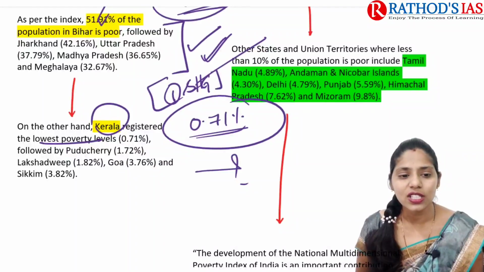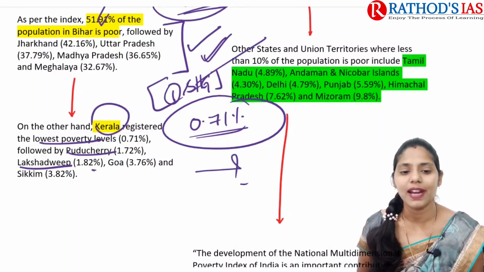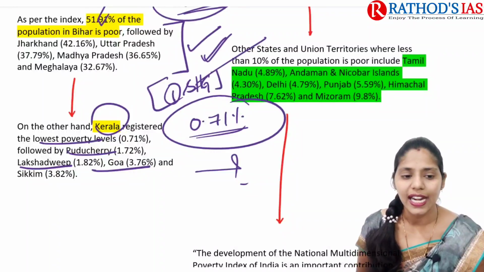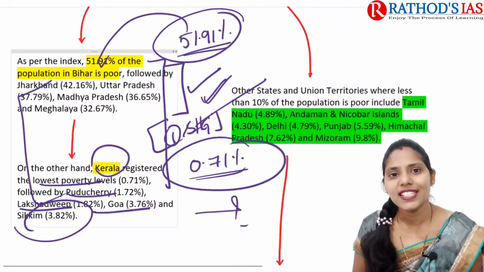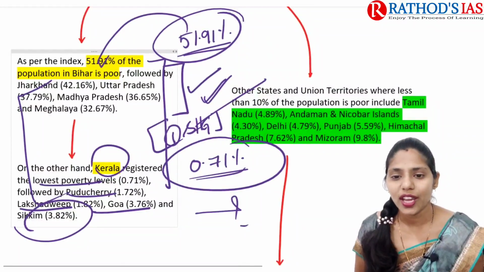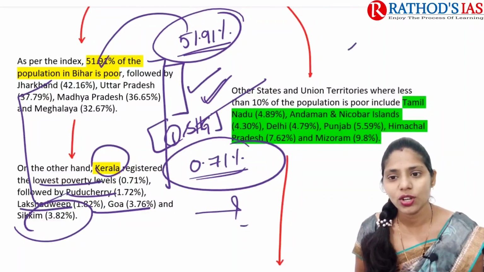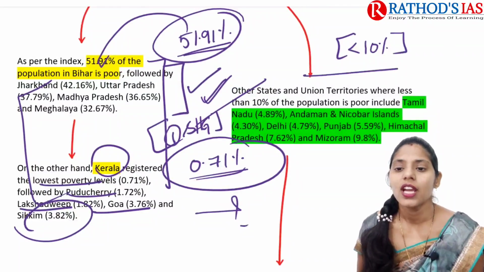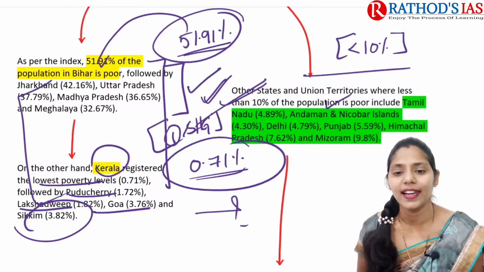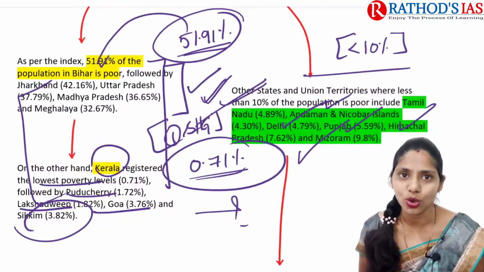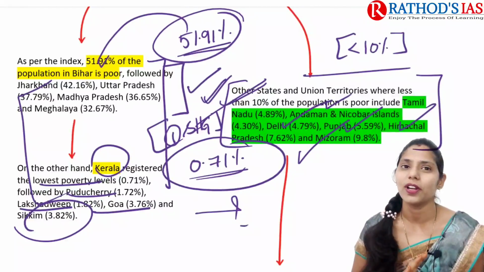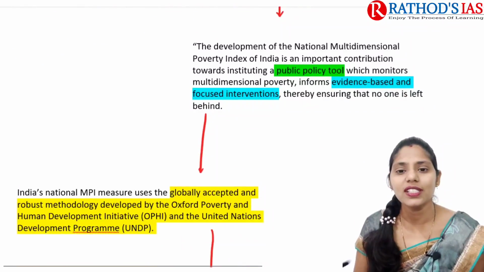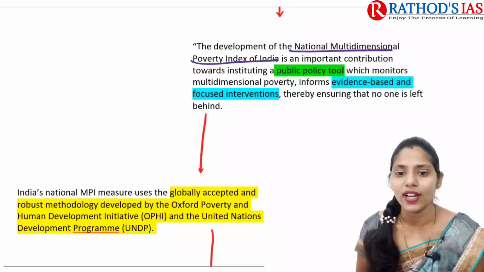Next are Pondicherry, Lakshadweep, and Goa. Even Goa is performing better. Next is Sikkim. You need to remember this data for sure. Other states and union territories performing well, with less than 10% poverty, include Tamil Nadu, Andaman and Nicobar Islands, Delhi, Punjab, Himachal Pradesh and Mizoram. You have to remember these also. And which state you come from, and where your state stands, is also very important for your interview.